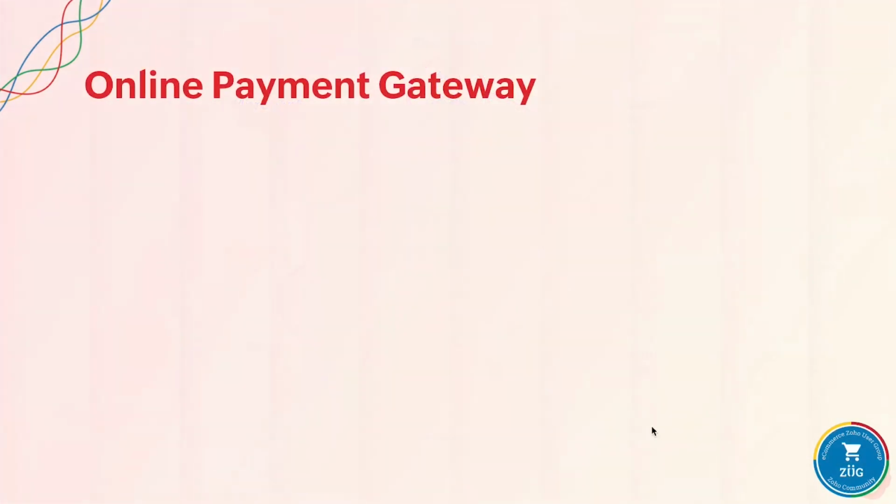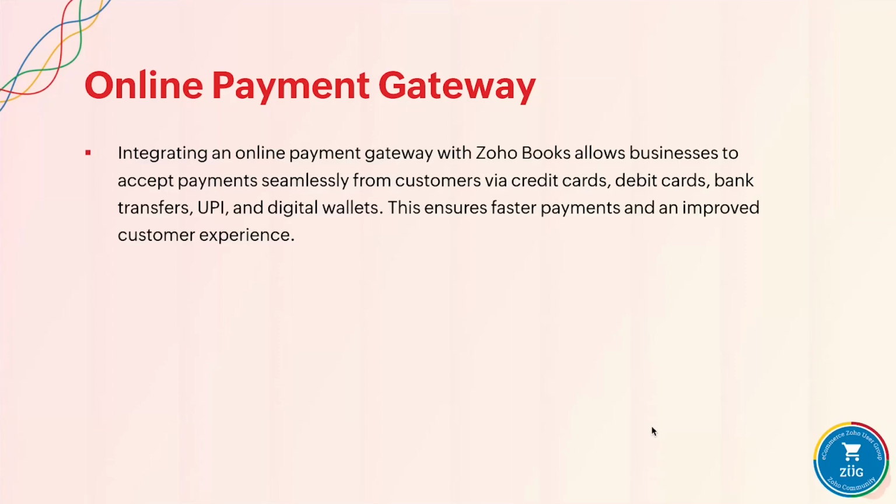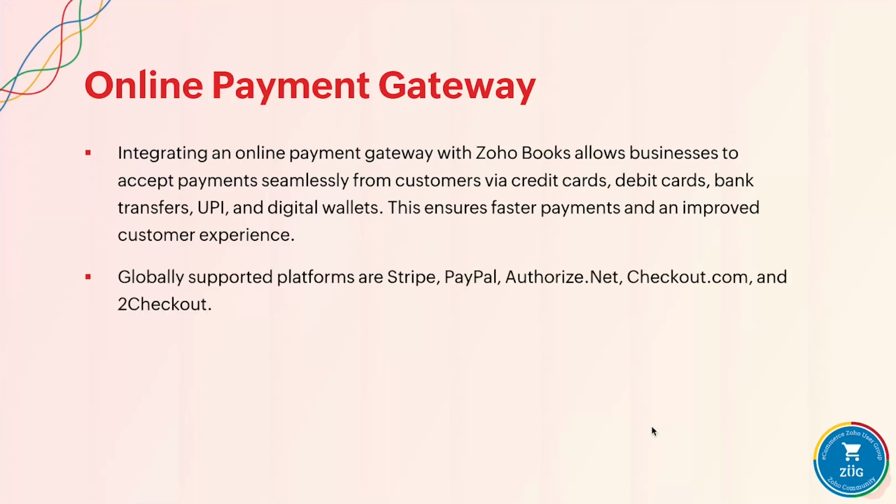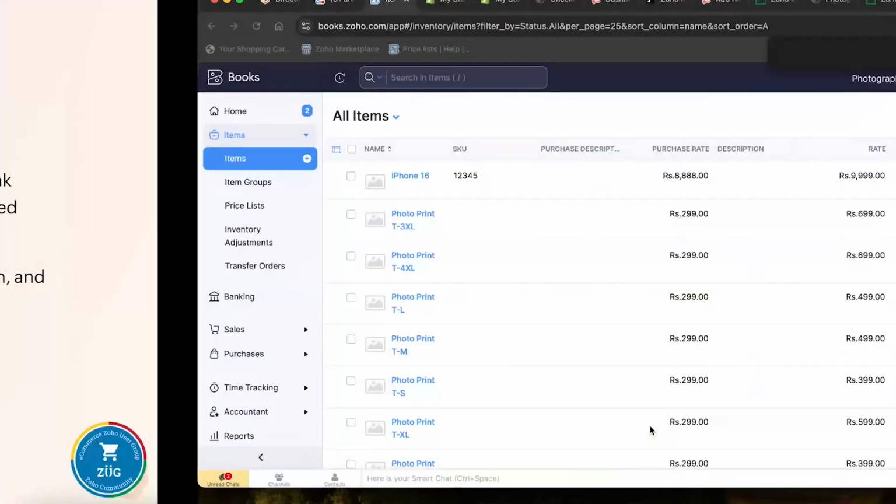So the key feature of the online payment gateway, which is integrating this online payment gateway with Books, allows businesses to accept payments seamlessly. And since the option is enabled, you have options of credit cards, debit cards, bank transfers, and digital wallets as well. This will ensure faster payments and improve the customer's experience as well. These are the basic platforms which are globally supported. And for US and Canada, we have Square and WePay, right? I'll quickly show it to you on the particular application itself.